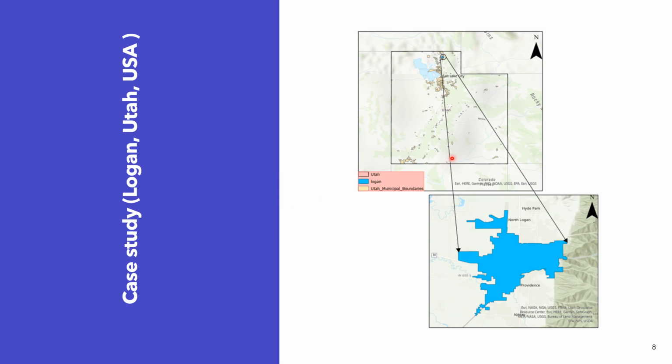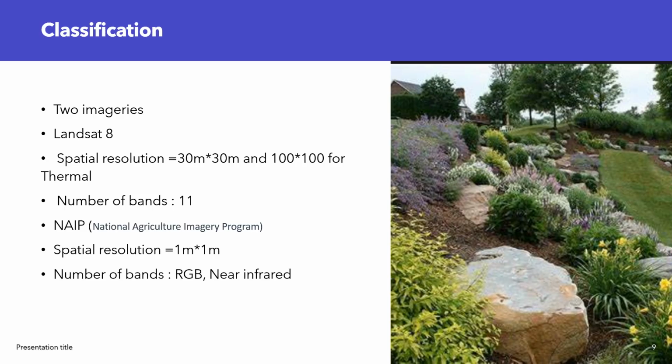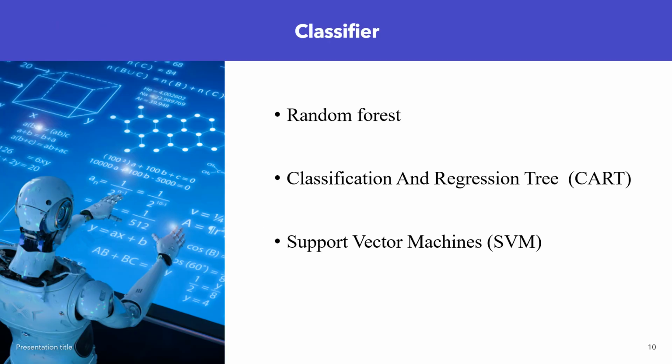The area that we tried to work on was cities in Utah state. The reason is that we don't have landscaping in other areas, so we just focus on cities, and especially in this study, Logan. We used Landsat 8 with a spatial resolution of 3 meters, and NAIP, which is the National Agriculture Imagery Program, with a spatial resolution of 1 meter, which has 4 bands, RGB and near infrared, for the classification. And we have used the classifiers random forest, CART, and SVM.